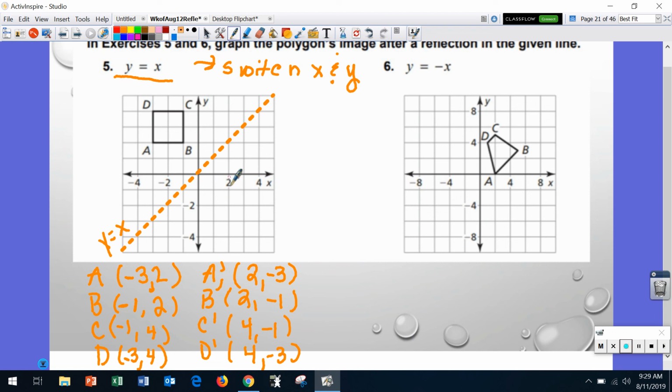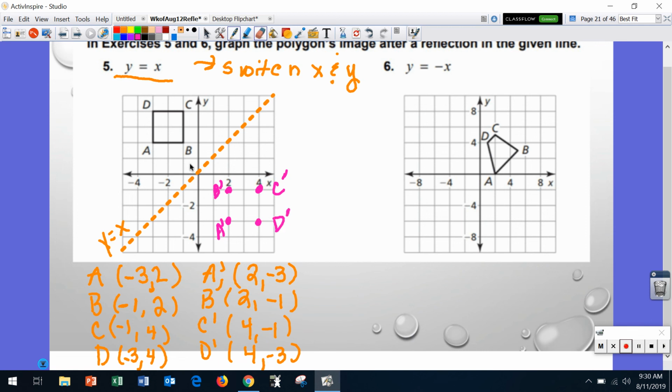So I'm going to go to 2 and then go down to -3. 1, 2, 3. That's my A prime. Then 2 and -1. That's my B prime. And then I go to 4 and -1. That's my C prime. And then I go to 4 and -3. And that is my D prime.